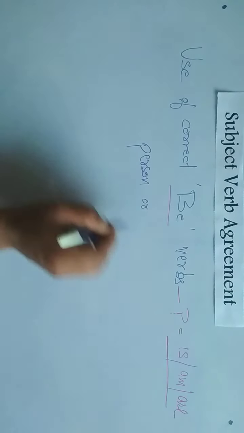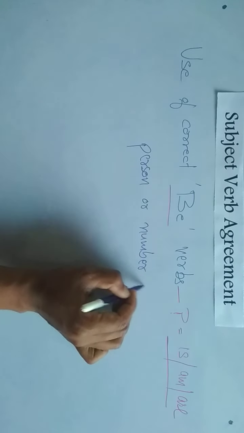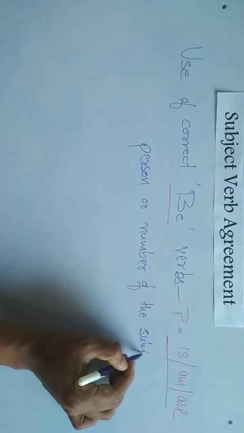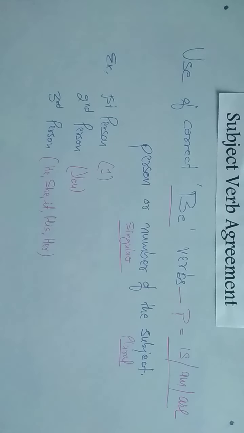or number of the subject. Person or number of the subject, as we used it in the previous examples. So let's understand it in a very simple way. So students, let's talk in detail how to use the correct form of be verb.